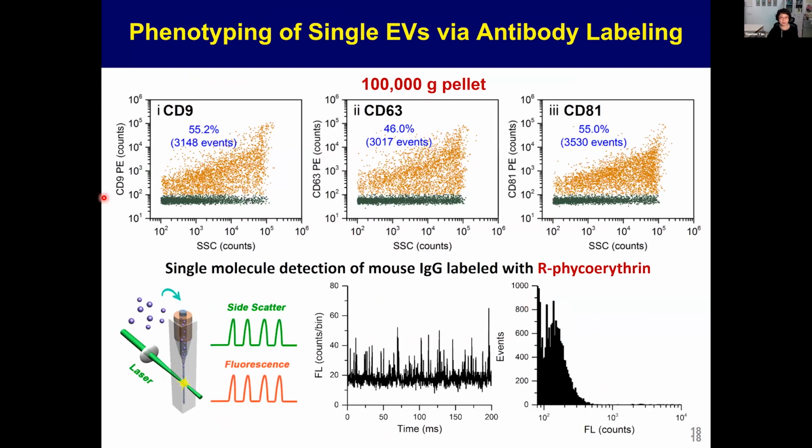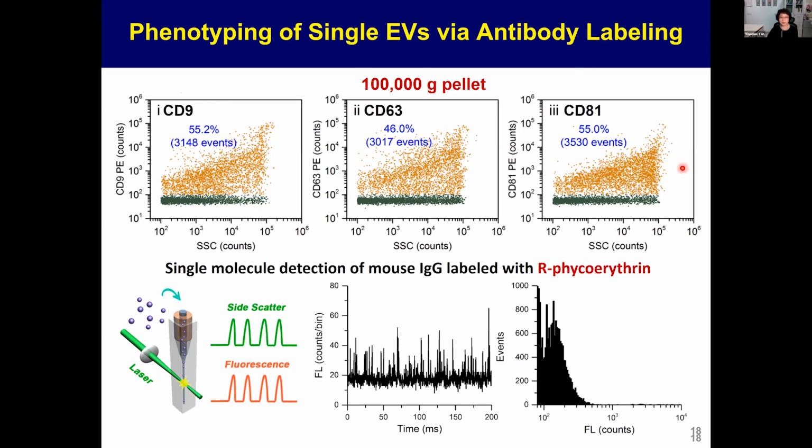People are very interested in analyzing the surface proteins of EVs to identify their cell origin. So we analyzed CD9, CD63, and CD81, the 3 most popular markers for EVs. We can see from the dot plot that for this sample, the purity is around 90% EVs, but those CD marker positive EVs are only around 50%, which means not every EV expresses these markers.